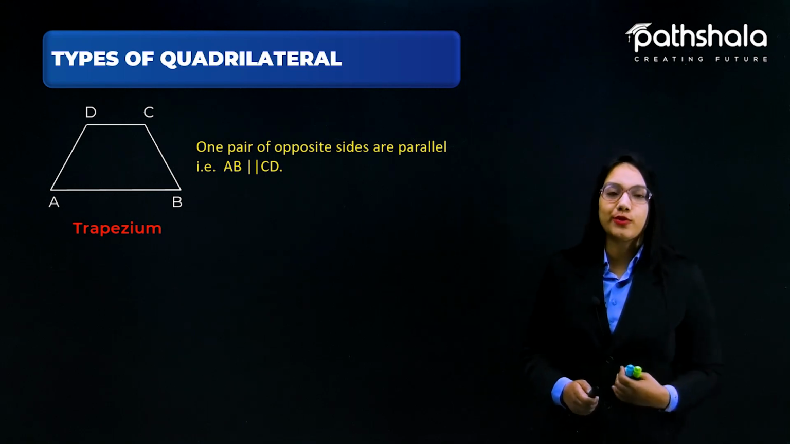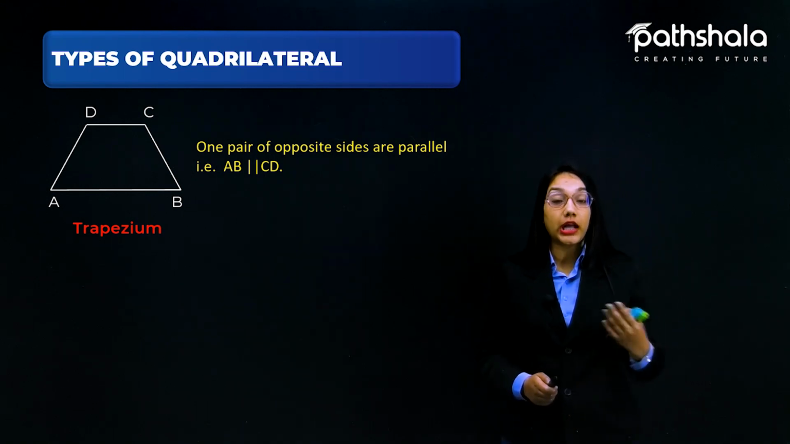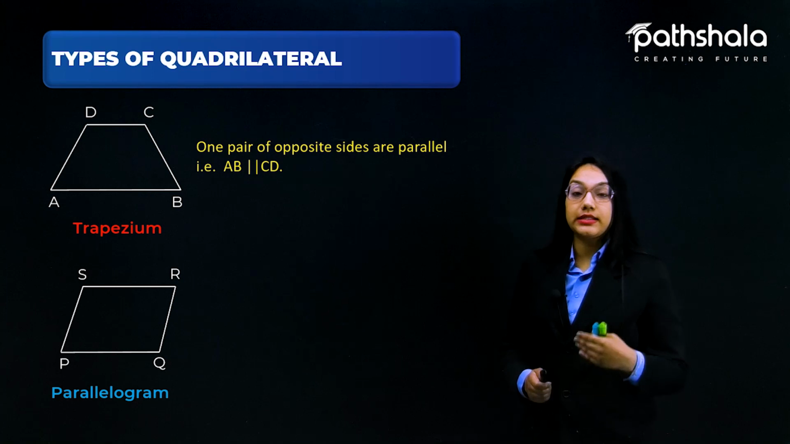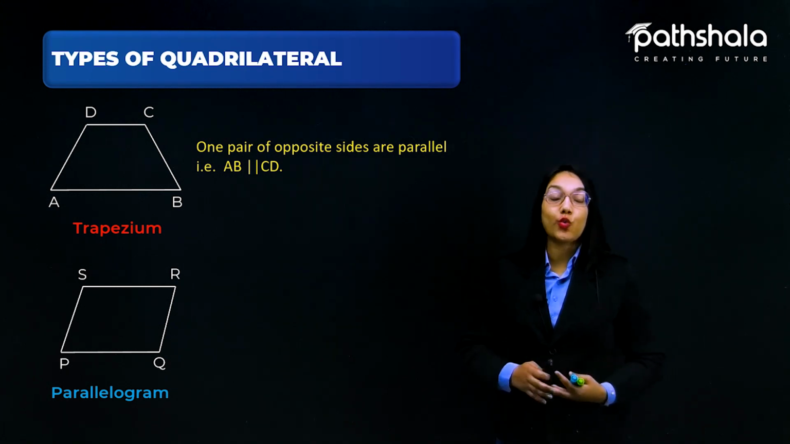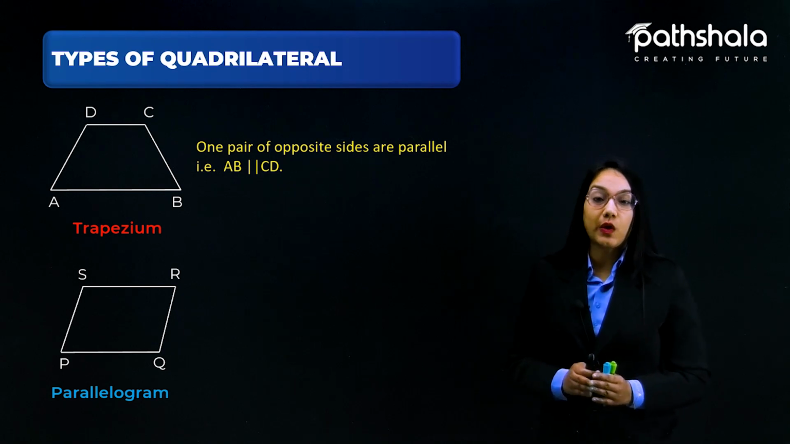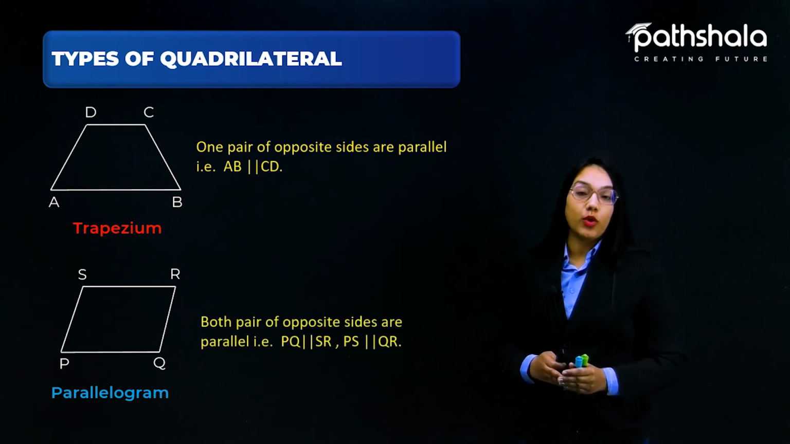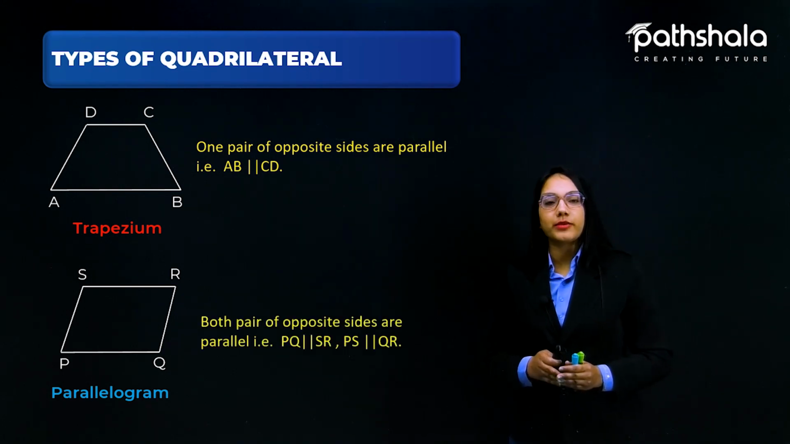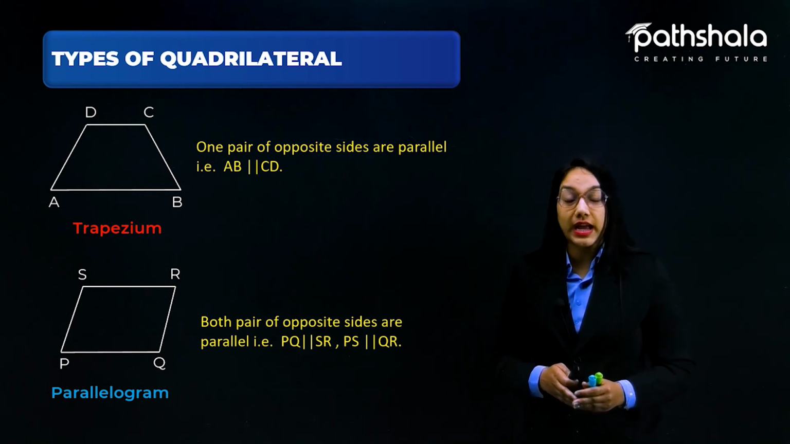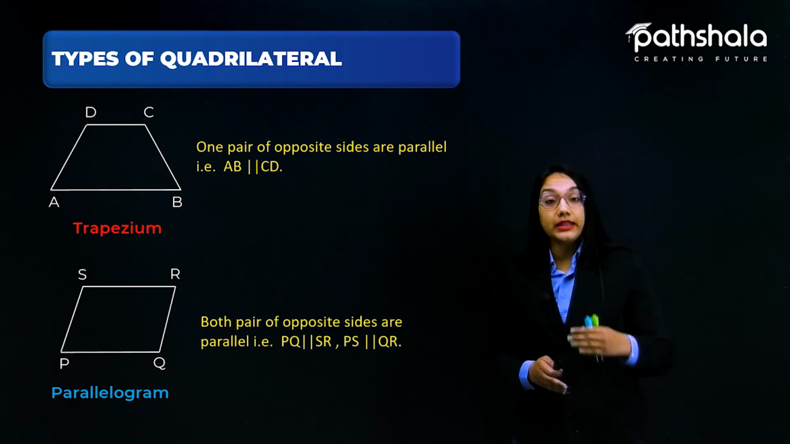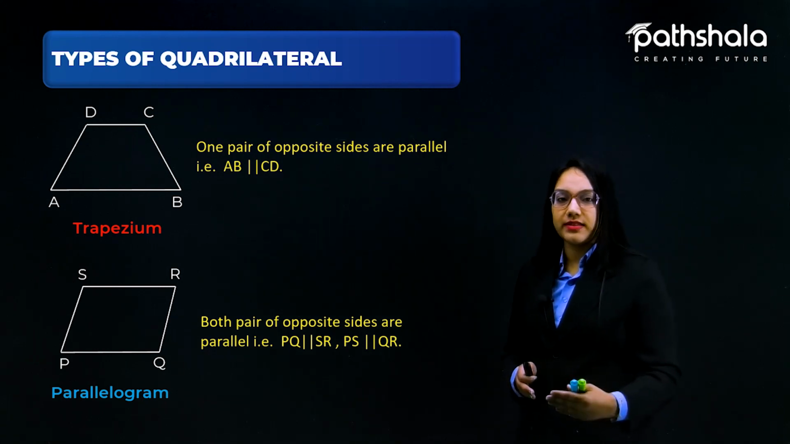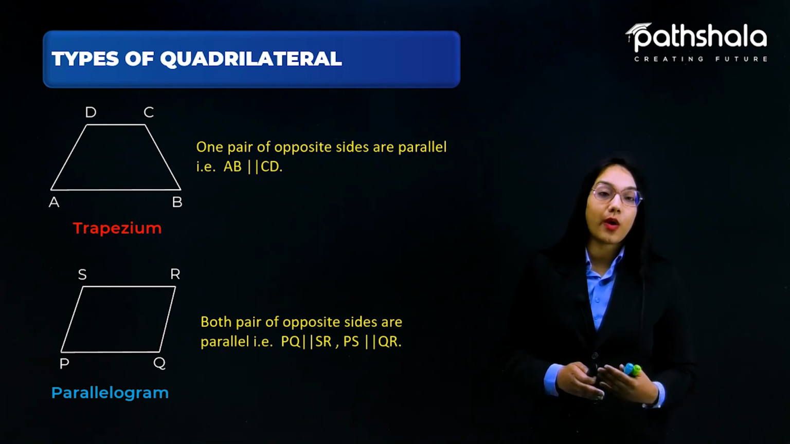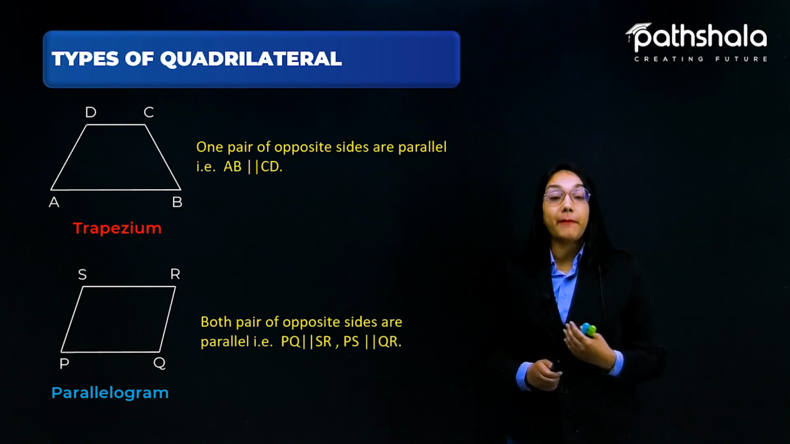DA. Furthermore, let us talk about another type of quadrilateral, PQRS, and this type of quadrilateral has a specific name, which is called a parallelogram. So what is a parallelogram? A parallelogram is one in which both pairs of opposite sides are parallel. You can see that in this quadrilateral, both pairs of opposite sides are parallel, that is PQ is parallel to SR and PS is parallel to QR. So this is called a parallelogram.